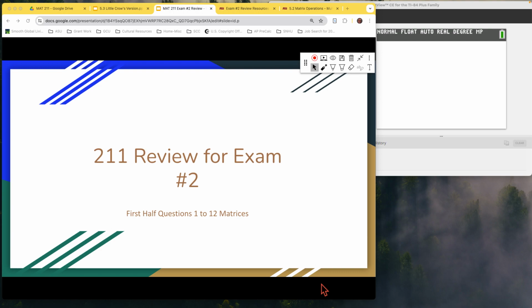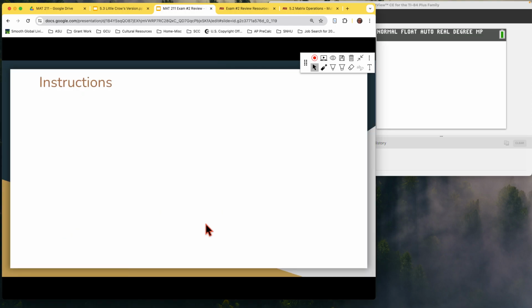This hopefully quick review is for exam 2. We're going to look at the highlighted questions. This one will focus on the first half, the matrices, questions 1 through 12, although I will make somewhat separate a couple of the questions I'll pair together. This is just an introduction, so I want to highlight the instructions.